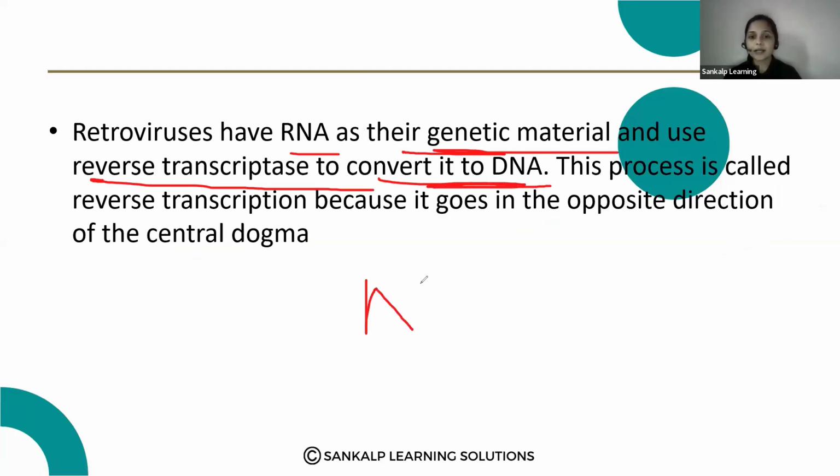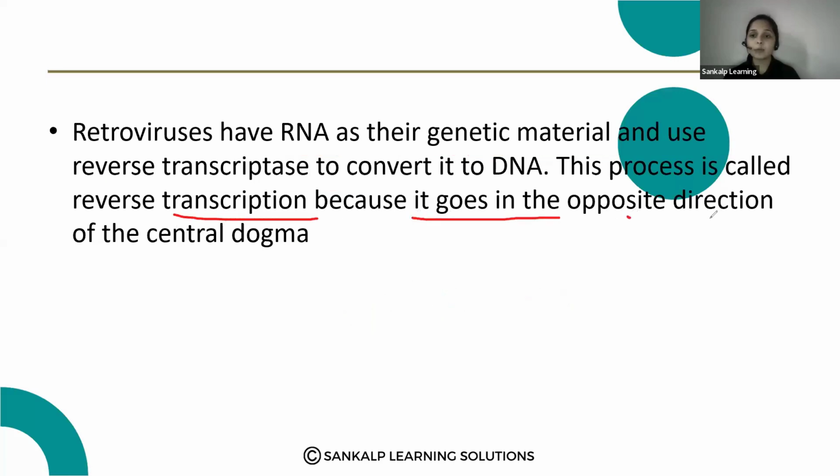Here RNA is converted into DNA by the reverse transcriptase enzyme. This means DNA is not synthesizing the RNA, but RNA is synthesizing the DNA. This process is called reverse transcription, because it goes opposite to the direction of the central dogma. So retroviruses do not follow the central dogma of biology.